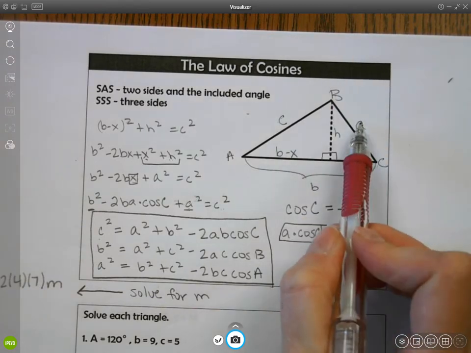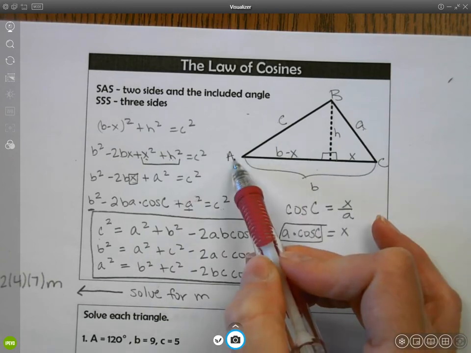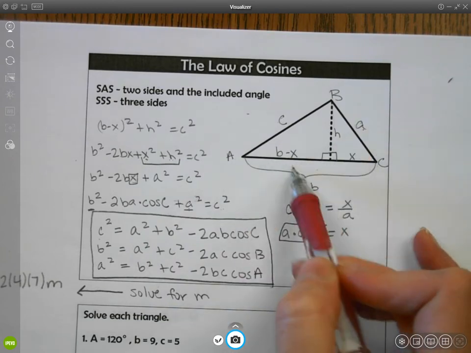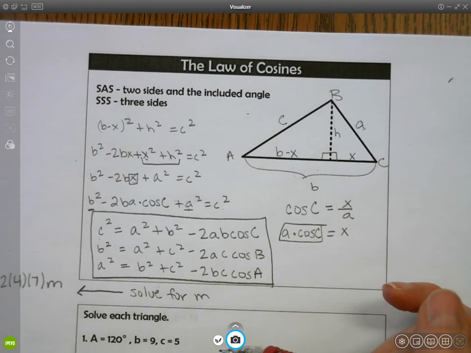If I give you this side and this angle, there's a little bit that can be ambiguous about that. If I give you two sides and a matching angle, that's the ambiguous case of the law of sines. If I give you two sides and the other angle, then you know it's the law of cosines.